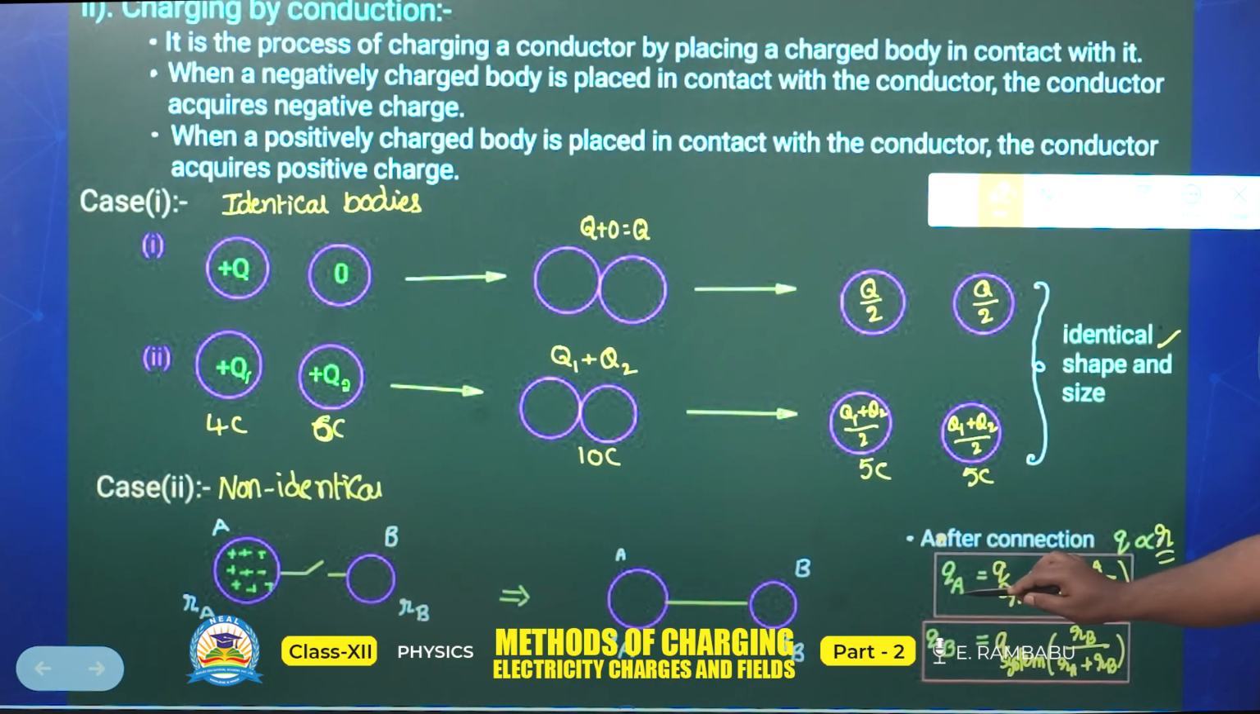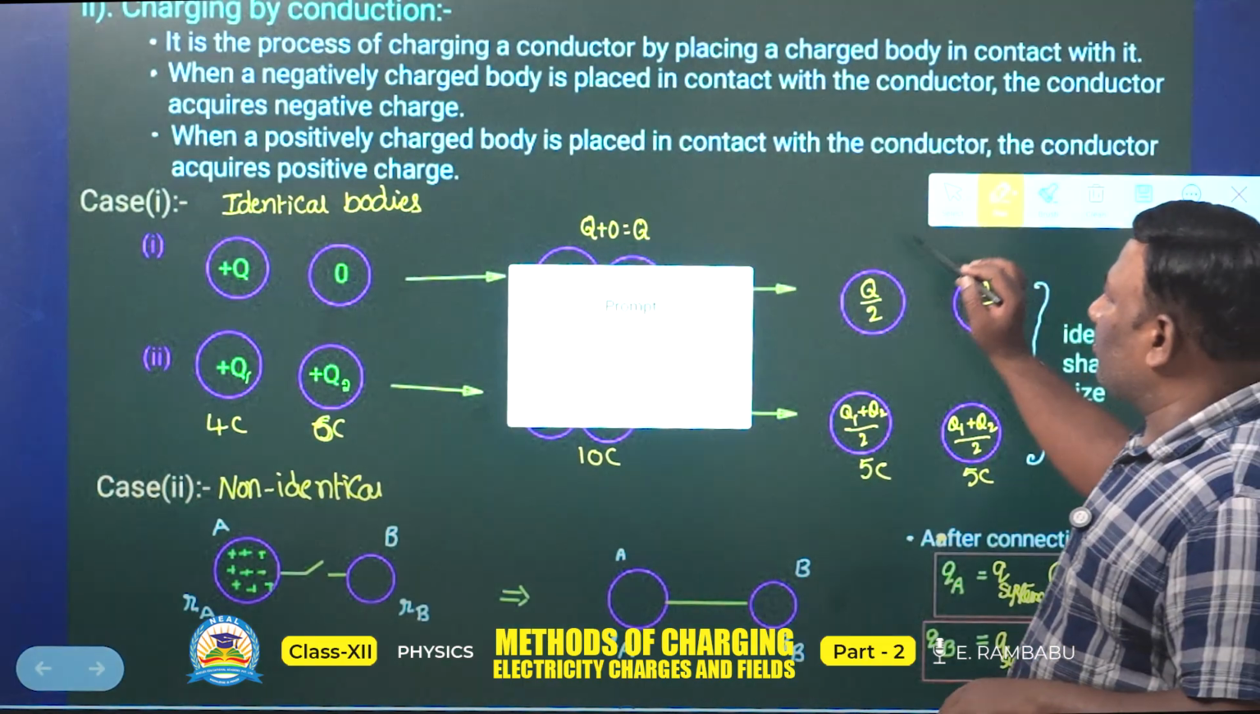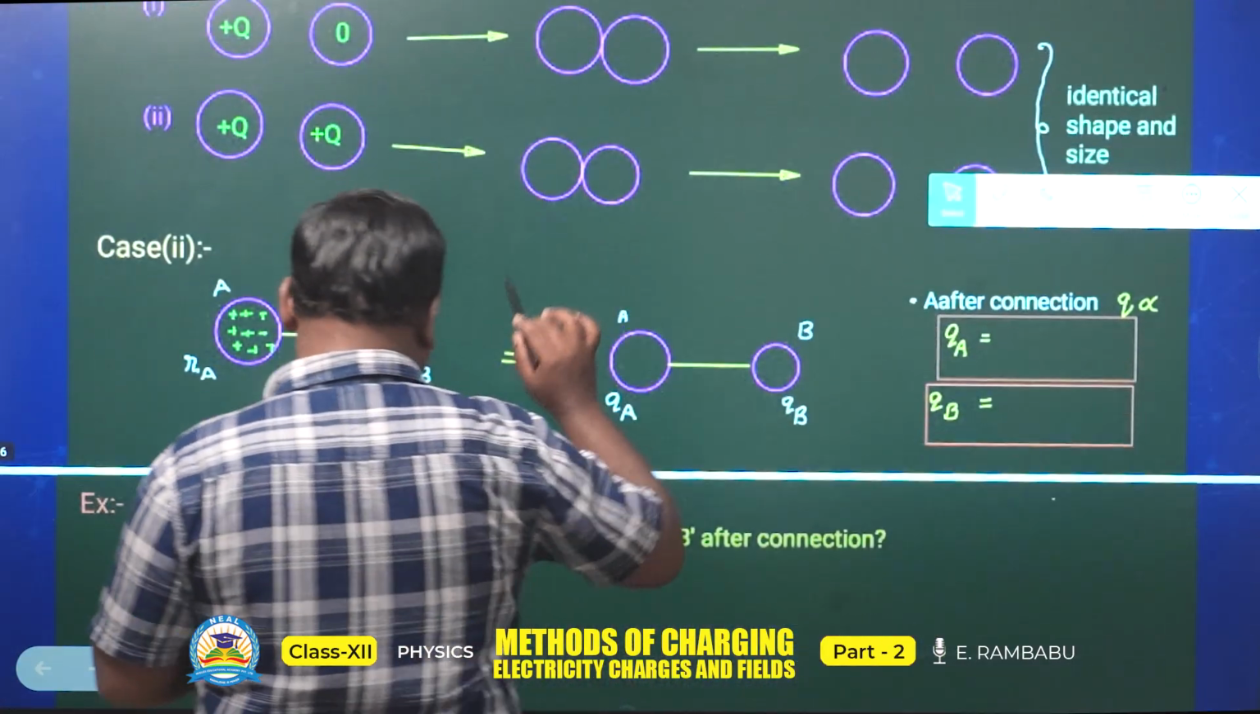And here this is the charge on the first body and this is the charge on the second body. So like that we are going to take formulas for the charge between two bodies in the charging of two bodies by using the conduction method. So for this I have two examples. Once check the two examples.